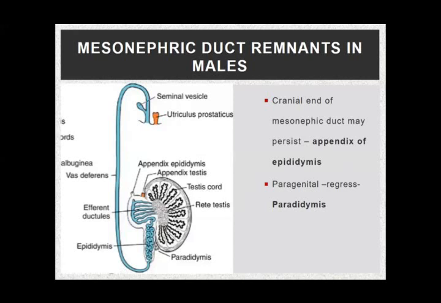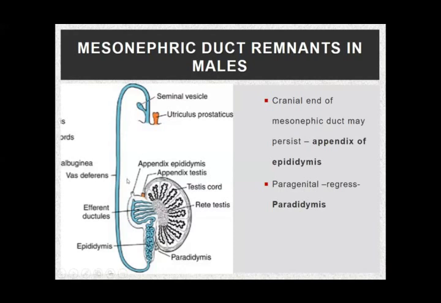अच्छा जी, so हमने कहा था कि mesonephric duct and paramesonephric duct, both these ducts are present in both the genders. ठीक है, मेल्स में भी होता है, फीमेल्स में भी होता है. मेल्स में पैरामीजोनेफ्रिक डक्ट रिग्रेस कर जाता है और फीमेल्स में मीजोनेफ्रिक डक्ट रिग्रेस कर जाता है. So let's talk of the remnants or the remains of mesonephric duct in the males.